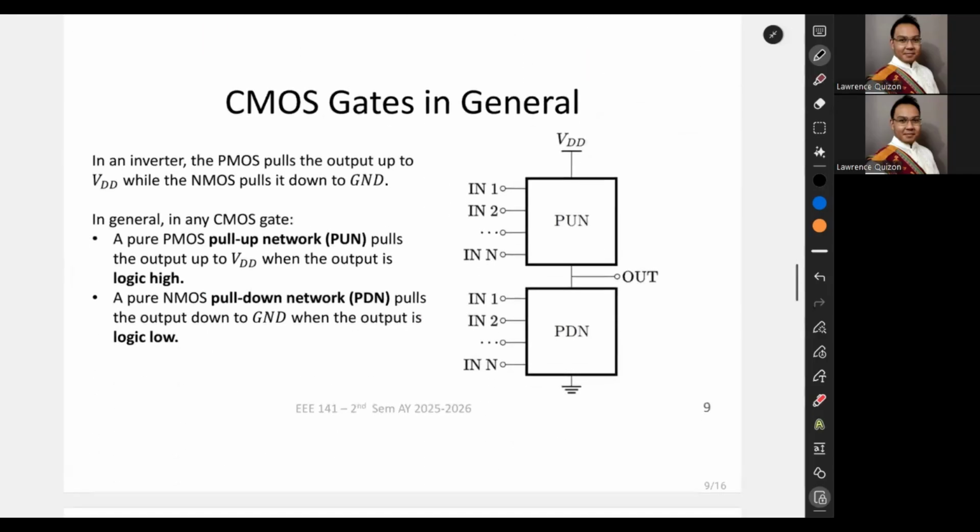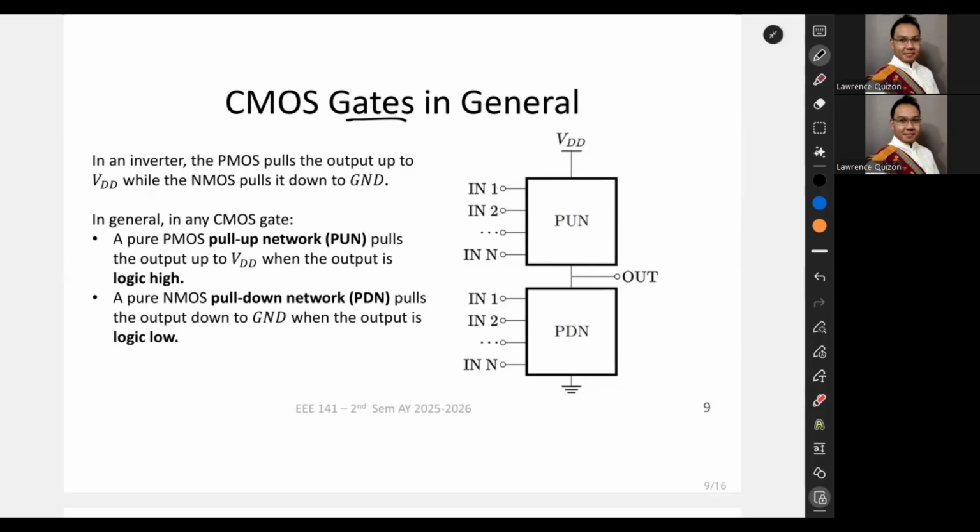So in general, that's just the inverter. We have other gates too, right? We have AND gates, we have OR gates. For any gate, to implement any logic circuit that has one output, that is what a gate is. The PMOS pulls the output up and the NMOS pulls the output down.